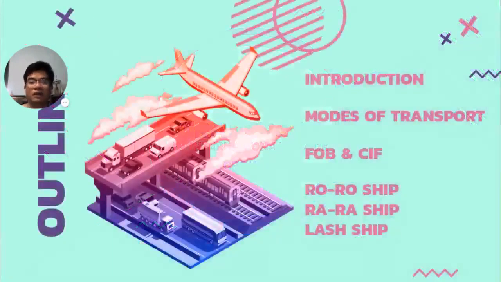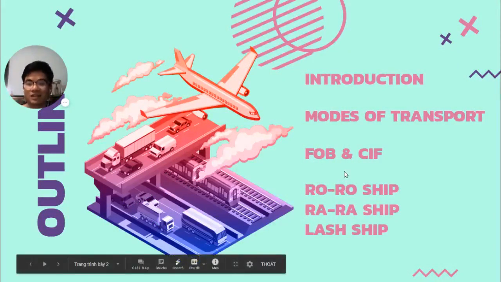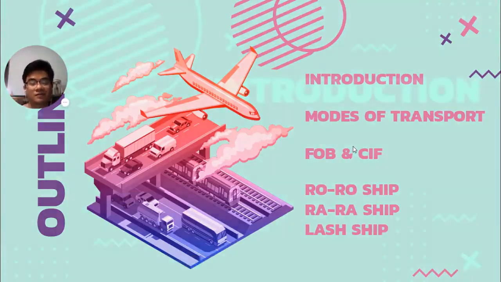Our presentation will go through the introduction, modes of transport, the difference between FOB and CIF terms, and we will define what is roll-on roll-off, progressive, and log ship. So let's start with the introduction first.